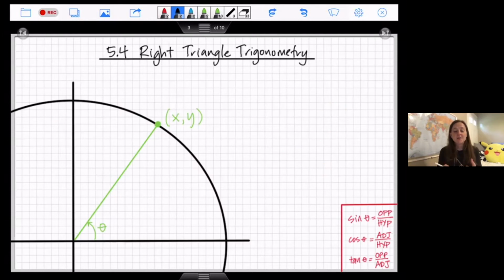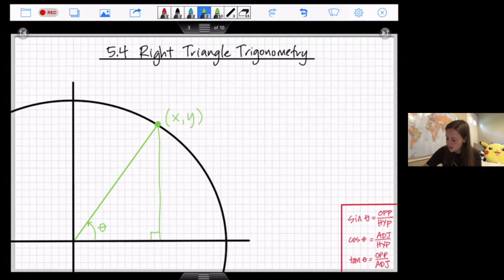All right, so it turns out that this SOHCAHTOA right triangle trigonometry completely gels with what we learned about the unit circle. So remember in the unit circle, we would draw this angle theta and we had this terminal point x comma y. So we can impose a right triangle on here to see this relationship. So I'm just gonna drop a perpendicular to the x-axis so that I get a right angle and a right triangle that includes the angle theta.